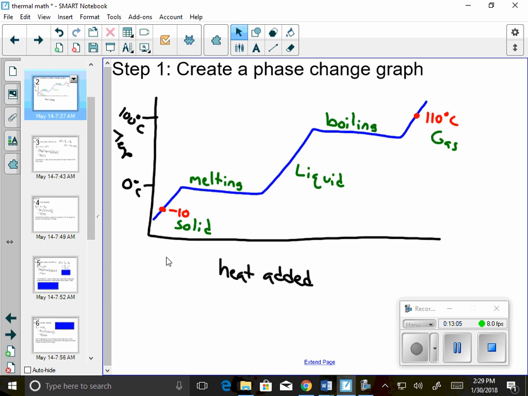But going back to our phase change diagram, step number 1, I heated my solid from negative 10 degrees Celsius to 0 degrees Celsius. Step number 2, I melted my solid, turning it to a liquid, still at 0 degrees Celsius. Step number 3, I had my liquid go from 0 degrees Celsius to 100 degrees Celsius. Step number 4, I boiled my liquid, turning it into a gas at 100 degrees Celsius. My final step is heating up that gas from 100 to 110.